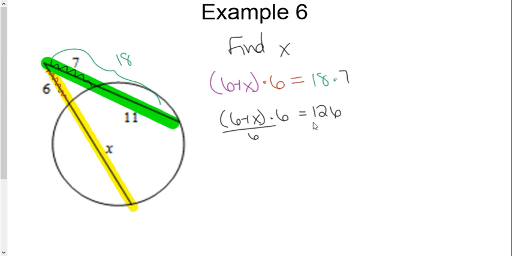Divide both sides by 6. I get 6x, or 6 plus x, excuse me, is equal to 21. Last step, subtract 6 from both sides, and I get x is equal to 15.